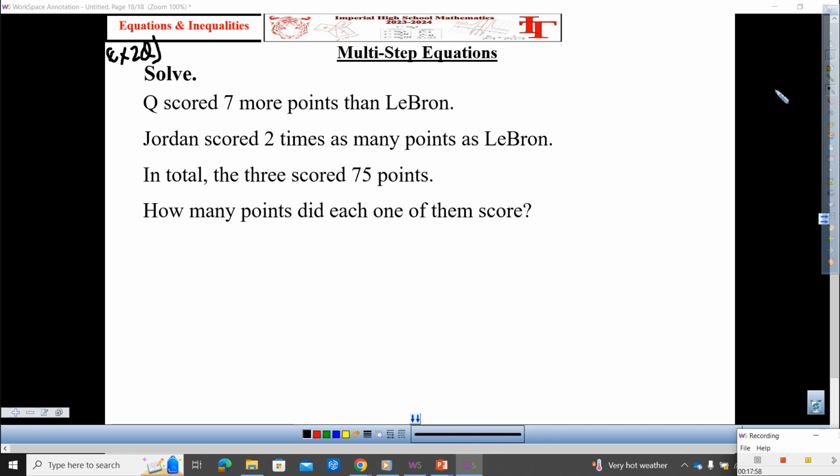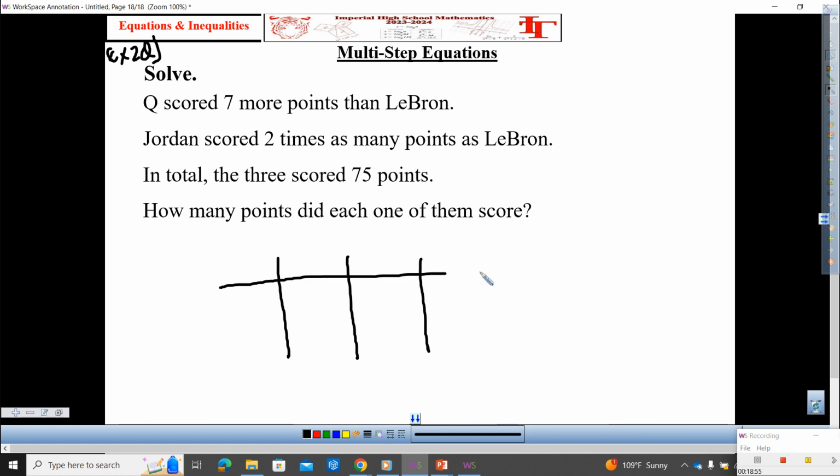So here it goes. Whenever I give you a word problem, I want you to first read it and then think about how many items or how many people they're talking about. How many people or how many items are they talking about, people? 3. So with that said, we're going to make a table using those 3. I'm going to do this: 1, 2, 3, and 1 line across. I'm going to show you how to organize information from a word problem.